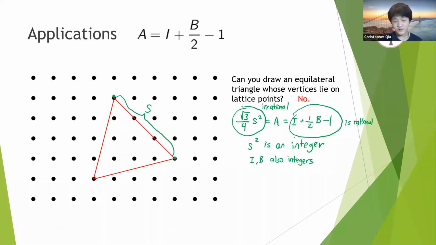So such a triangle does not exist, because what we started our proof with is an assumption that such an equilateral triangle exists. But we have a contradiction, and so what we assumed was wrong. Therefore, there are no equilateral triangles whose vertices lie on lattice points.